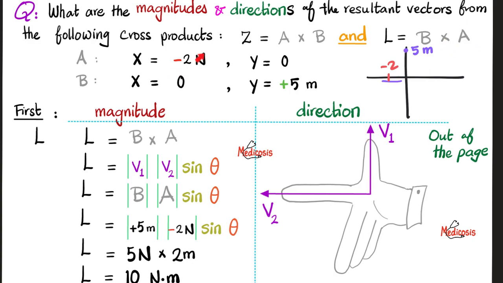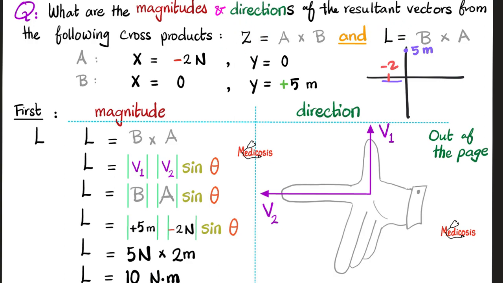Where is A? It is negative 2 on the x-axis, so my index finger is looking negative, just like the negative 2 on the x-axis. And when you do this, you will find that the 3 fingers are pointing towards you, coming out of the page at you. And this will be the direction of the L vector.